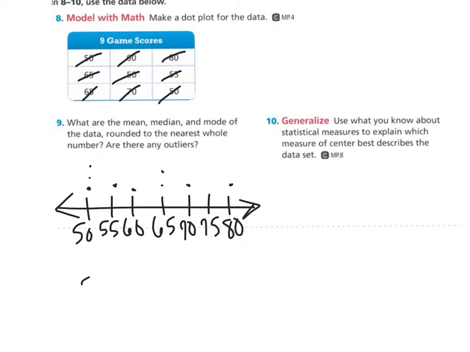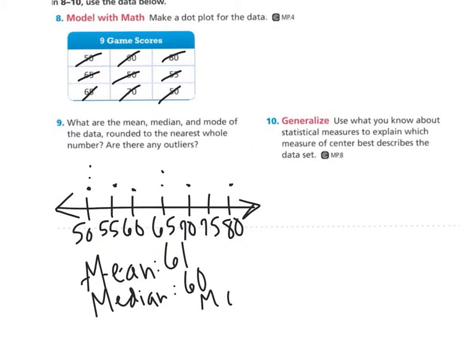The mean looks like ends up being 61. Median is 60. And the mode, we could tell just looking, is 50. And like I said, there's really no outliers here.